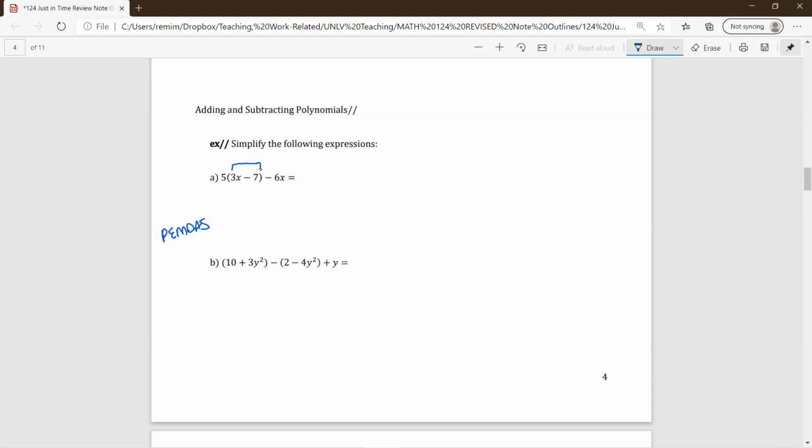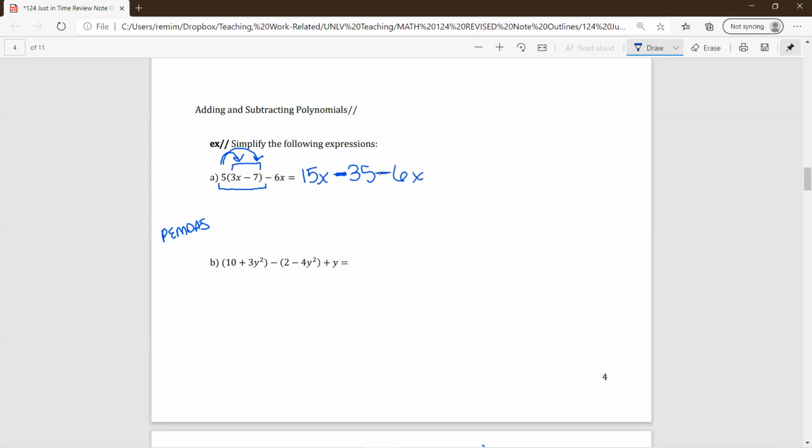So then we move on to E, but there's no exponents. Then we move on to M and D, which is multiplication and division. Right here, the 5 is being multiplied to the 3x minus 7. So I'm going to take the 5 and distribute it to the 3x and the minus 7. So 5 times 3x, we get 15x. And then don't forget about the minus. And then 5 times negative 7 gives us the minus 35. And then at the end, we have the minus 6x.